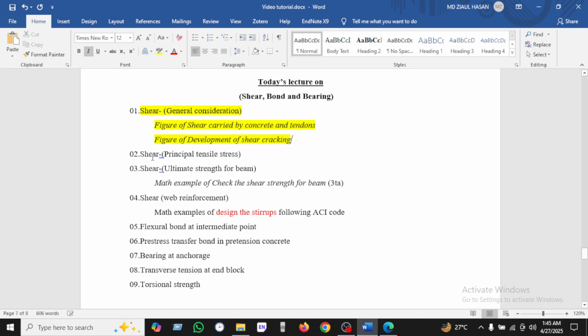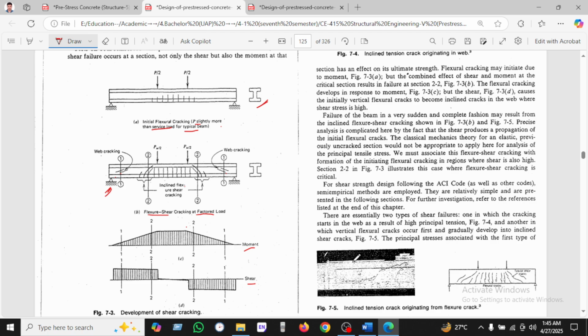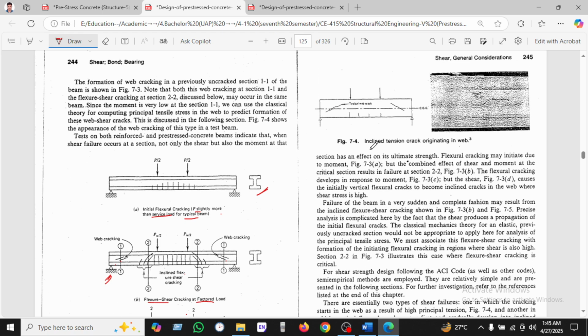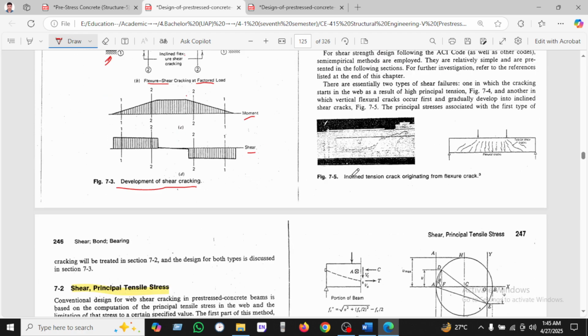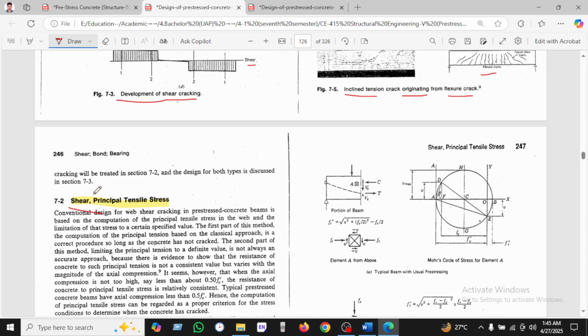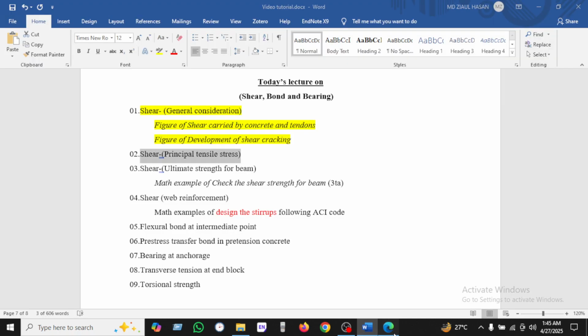So let's go to the shear, the principal tensile stress. Okay, so if you go there, you can see the inclined tension crack originates in the web. These are the origins in the web. So the inclined tension crack originates and will form a flexural crack. This is the flexural crack. Inclined crack is here. So now we'll see the principal shear and principal stress for this part.